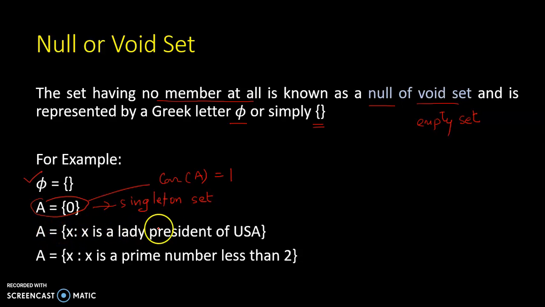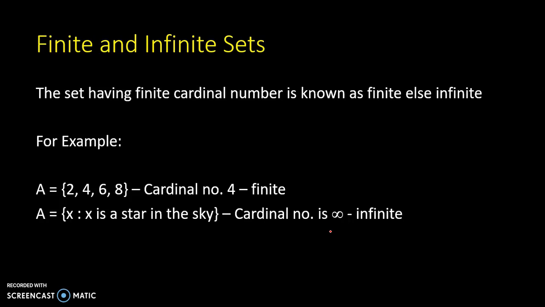Another example, X such that X is a lady president of USA. So far there was no lady president in USA, so there is no element in it, and this becomes a null set, can also be represented by phi. X is a prime number less than 2. 2 is the least prime number, so there is no element in this particular set, and this can also be called as phi. So these are the examples of null set or void set.